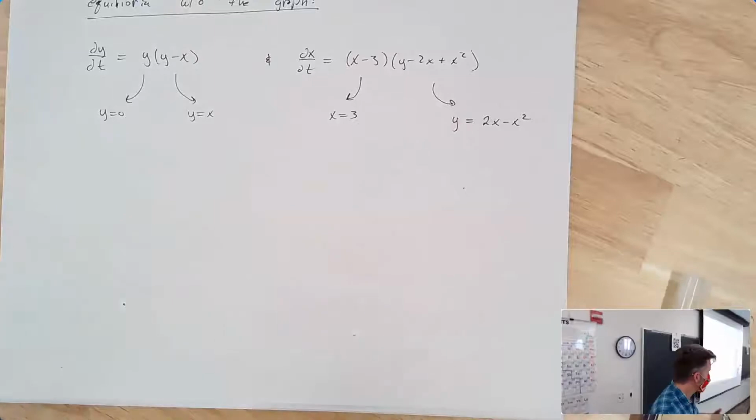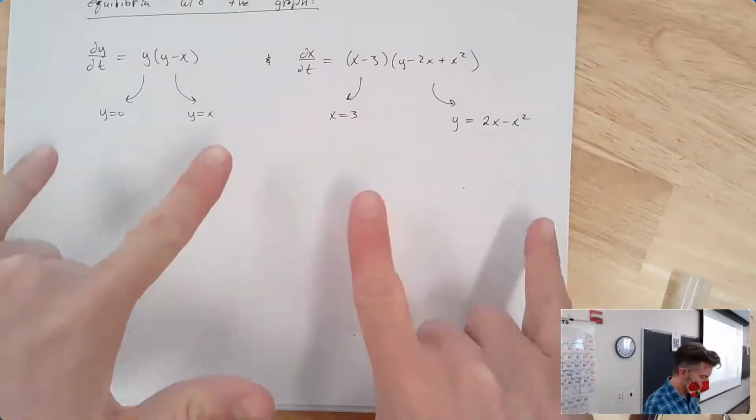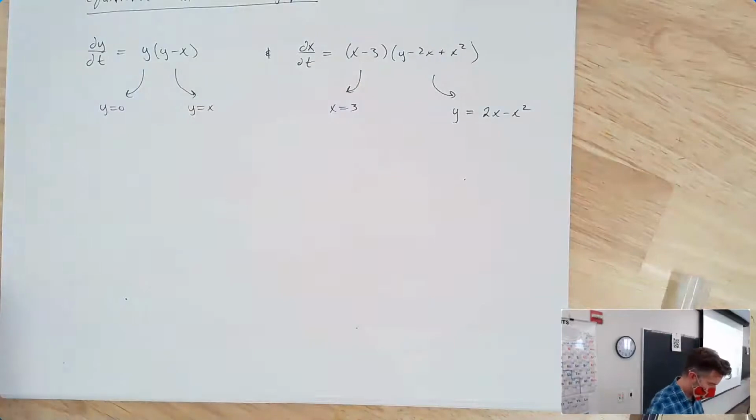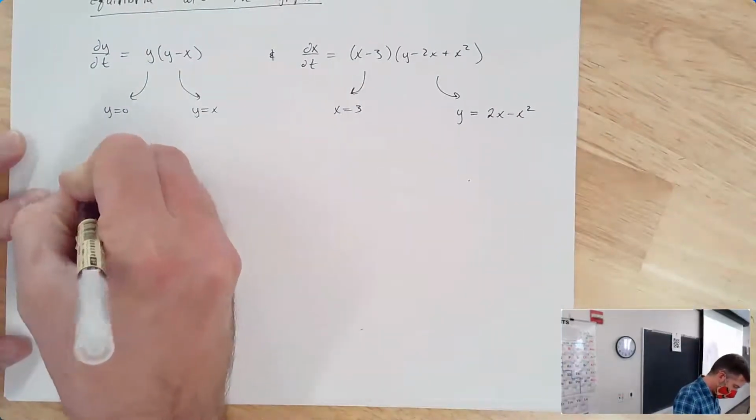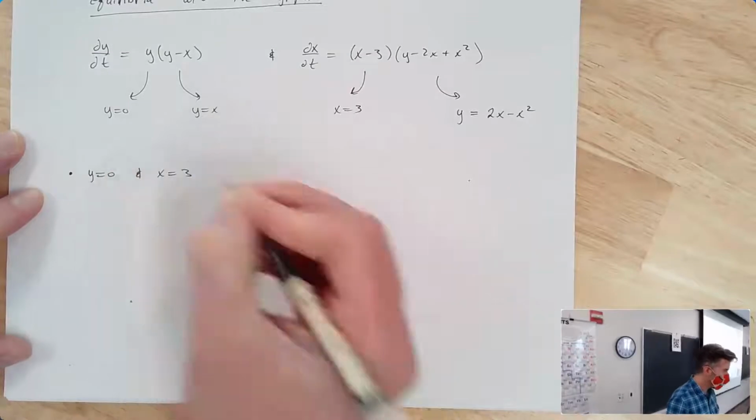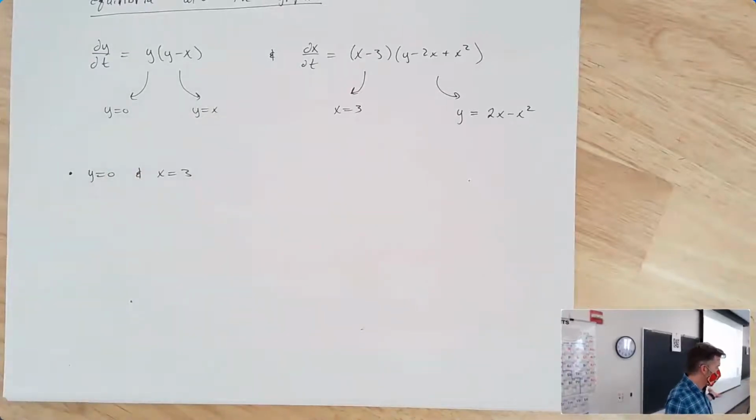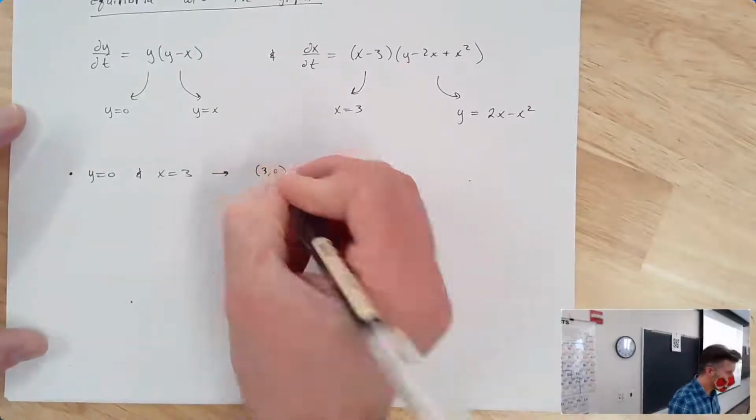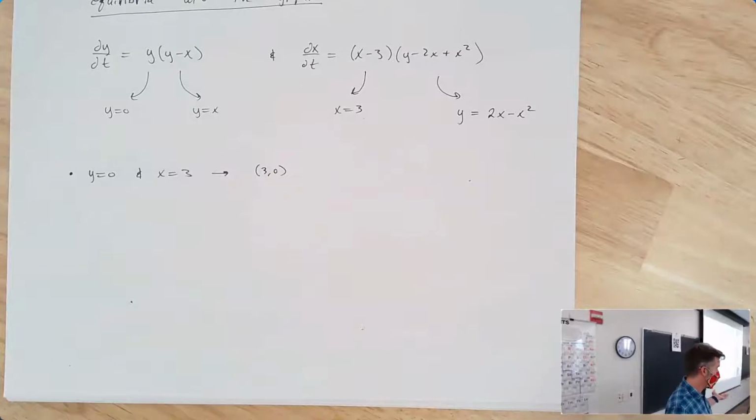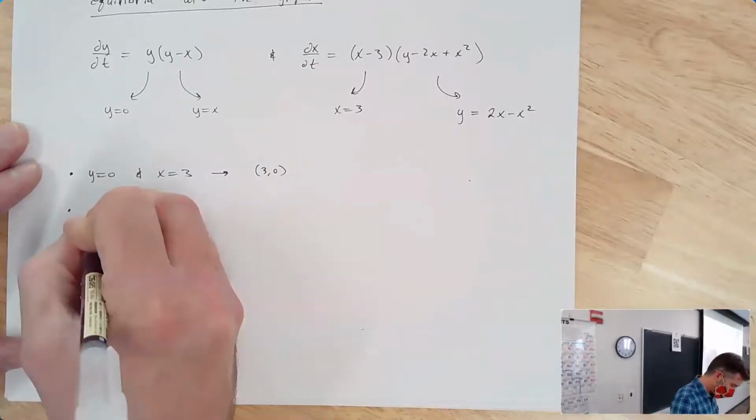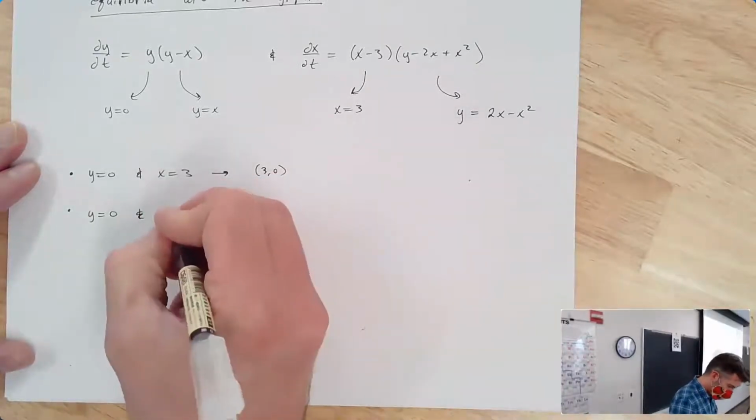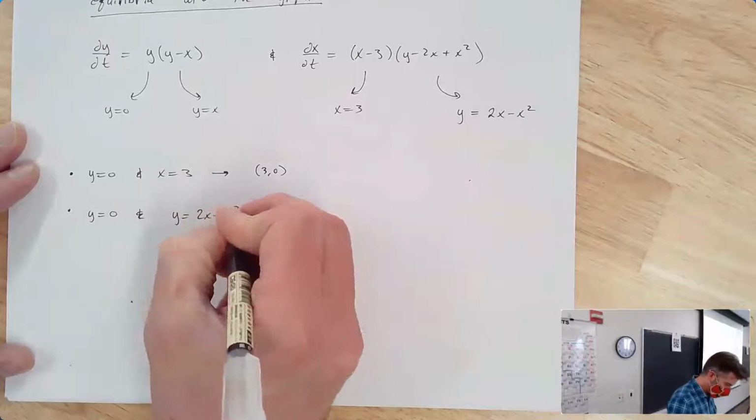So to have both of these be 0 at the same time, I need to have one of these things be true at the same time, meaning I could either have y equals 0 and x equals 3. Great, that's totally possible. This would give me the point 3, 0. Cool, that's an equilibrium. Or I could have y equal to 0 and the other equation over here, y equal to 2x minus x squared.